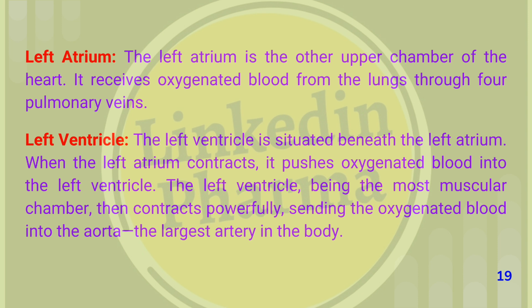Left atrium. The left atrium is the other upper chamber of the heart. It receives oxygenated blood from the lungs through 4 pulmonary veins.